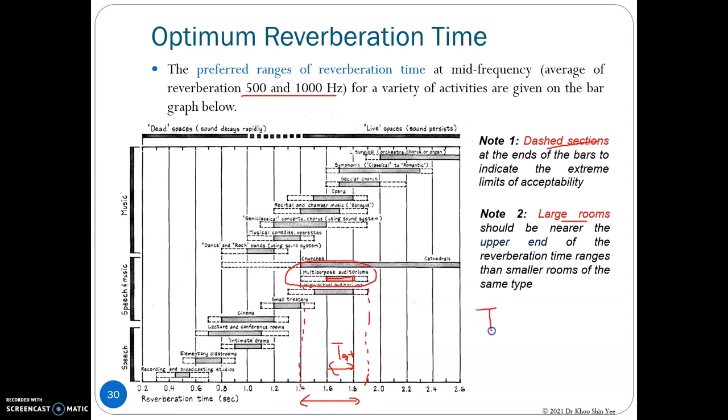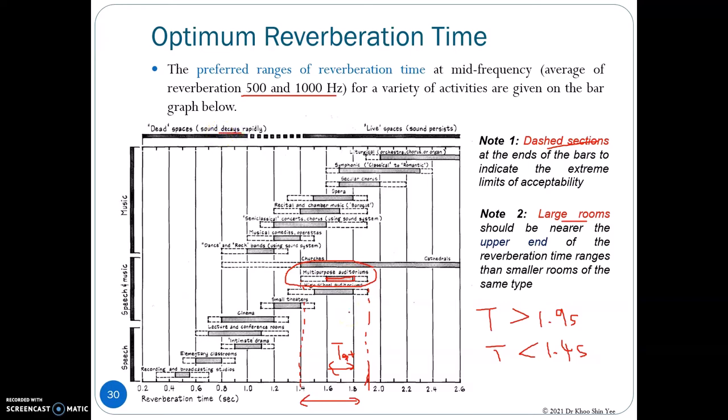What if you design the auditorium which has the reverberation time greater than the upper limit here? For example, greater than 1.9 seconds. So in this case, the speech or the music inside the auditorium will persist for too long and it will cause the music and speech to be not clear. On the other hand, if you design the reverberation time less than the lower limit here, which is 1.4 seconds, so in this case, the speech and music inside the auditorium will be deadly, where the sound decays too rapidly.